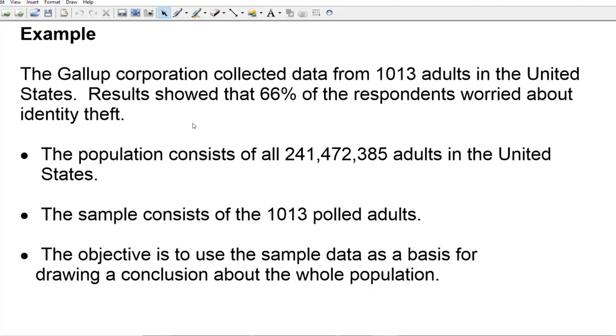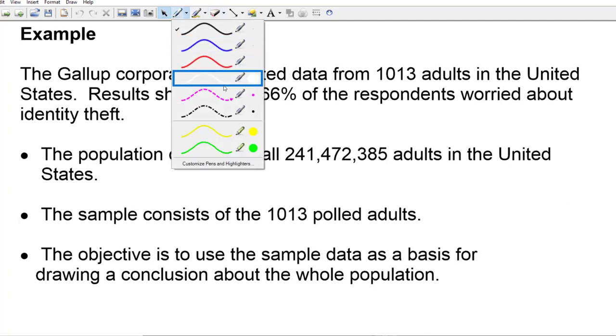So let's look at an example of a problem. It says the Gallup Corporation collected data from 1,013 adults in the United States. Results showed that 66% of the respondents worried about identity theft. Of that question, the population would consist of all 241,472,385 adults in the United States. That's what the population is.